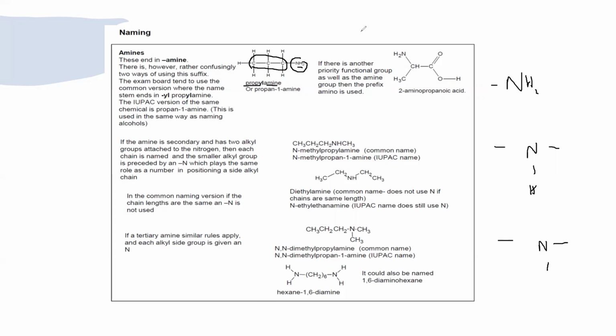Or if we consider this carbon chain not as a branch, but as the main chain, the main functional group, and the amine as a branch. So three carbon atoms are there. That's why we call it prop. They have single bonds, so we call it an. And the NH2 group is attached to the first carbon, so we say it is propane-1-amine. So both ways you can name. It depends on how you're considering.